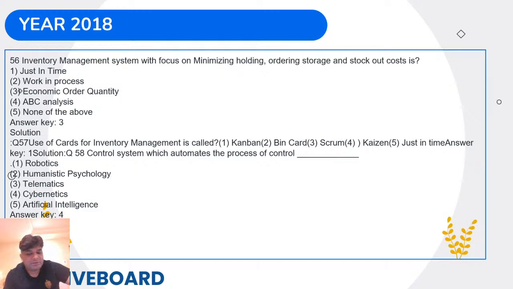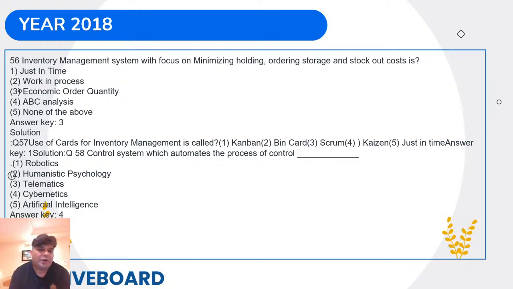Question number 56. Inventory management system with focus on minimizing holding, ordering, storage, and stock out costs is, the option is economic order quantity. Again I will repeat, inventory management system with focus on minimizing holding, ordering, storage, and stock out costs is economic order quantity. So the answer is 3. It's a very easy question. You'll just have to go through our notes, and it is given in quite explicit terms in the syllabus or in the notes. So a very easy 2 marker I would say.